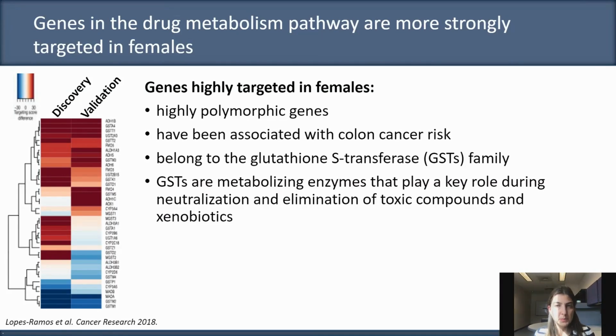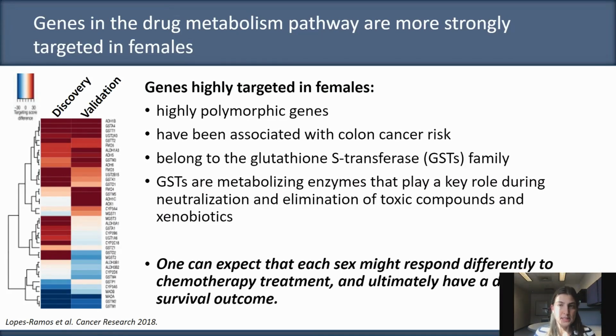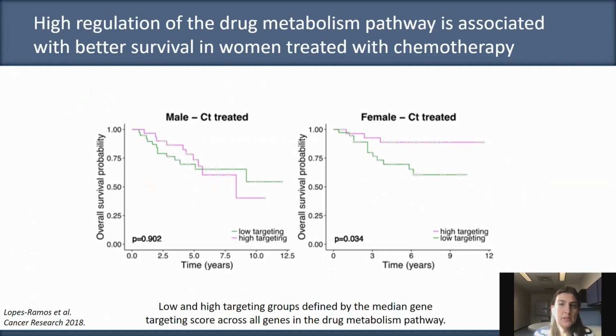So we could expect that these differences would ultimately impact the survival outcome in males and females, right? So that's what we did next. We performed a survival analysis in males and females that were treated with chemotherapy. In this analysis, we stratified the patients based on how strongly their drug metabolism pathway was targeted. And what you can see here in purple is that females with high targeting of the drug metabolism pathway were associated with a significantly higher overall survival.